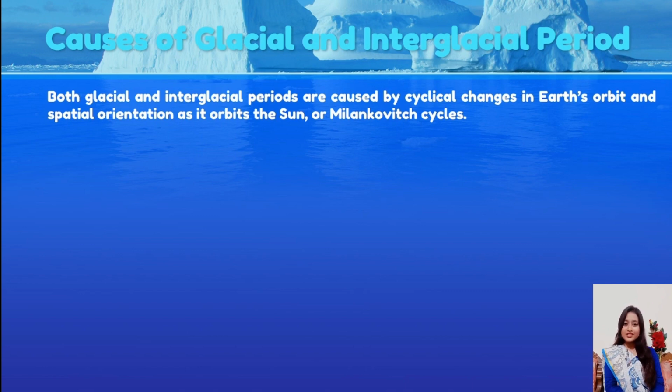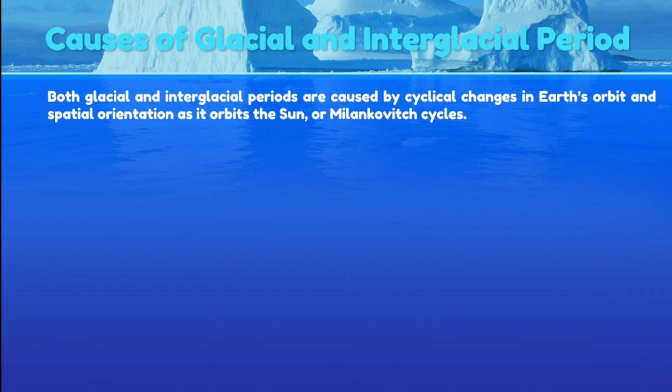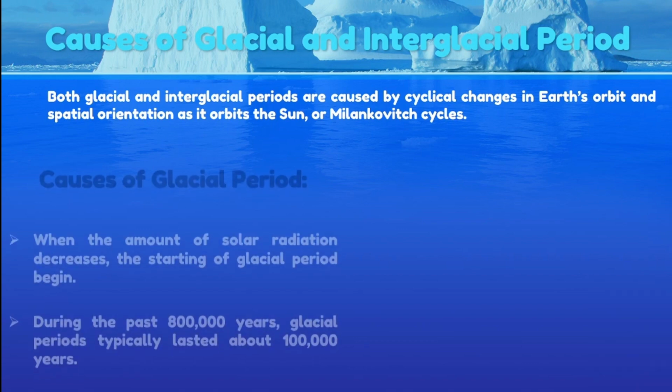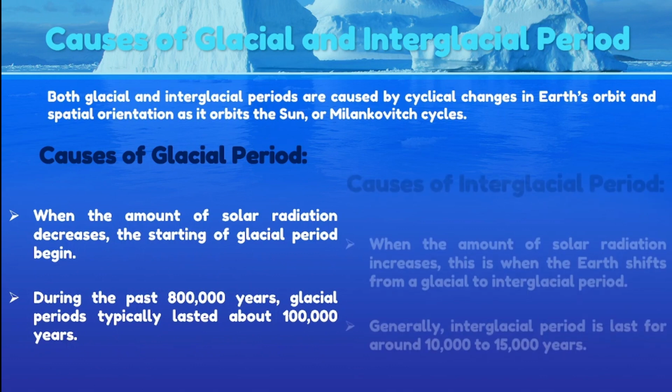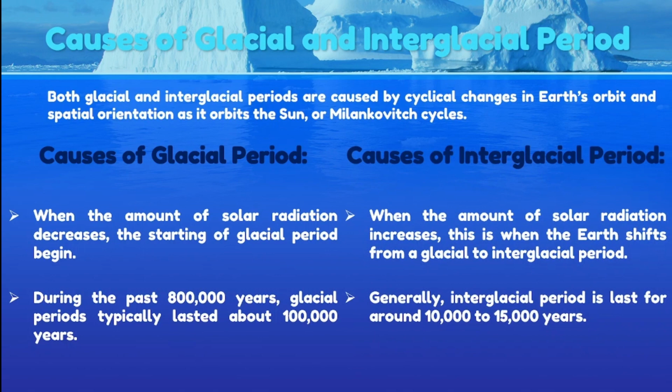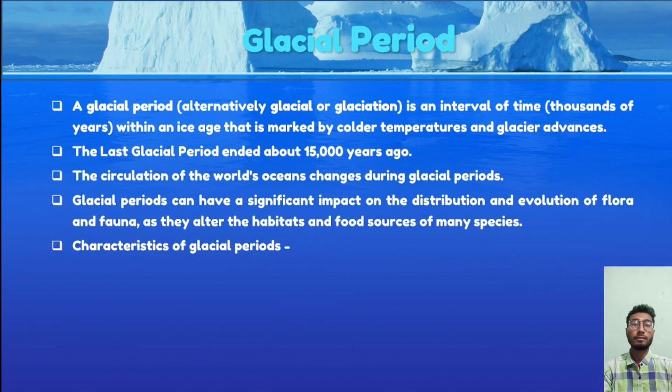Both the glacial and interglacial periods are caused by the cyclical changes in Earth's orbit and spatial orientation. When the solar radiation decreases, the glacial period begins, and when the amount of solar radiation increases, the Earth shifts from the glacial to the interglacial period. During the past 800,000 years, the glacial period typically lasted for 100,000 years, and the interglacial periods have lasted for around 10,000 to 15,000 years.